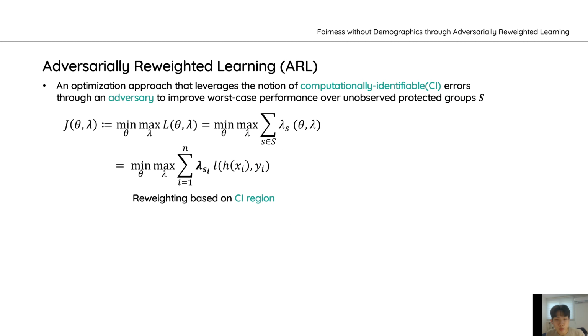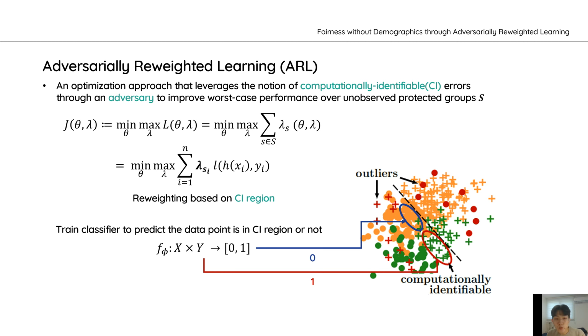From this, authors propose adversarially reweighted learning, which is an optimization approach that leverages the notion of computationally identifiable errors through an adversary to improve worst-case performance over unobserved protected group S. In other words, they set weight lambda in the objective function based on the CI region. To utilize CI region information, they train a classifier f_phi to predict whether the data point is in the CI region or not, so that they can emphasize data points in the CI region.